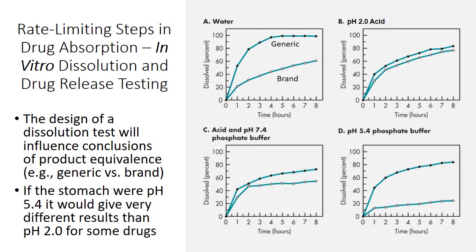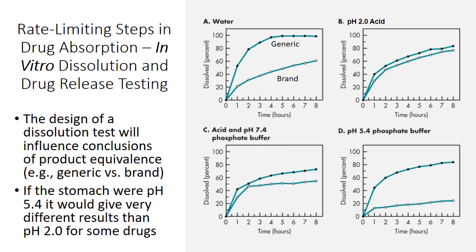So it's important to understand that, if you're comparing generic and brand name drugs, the methods and conditions that are used to perform the in vitro dissolution and drug release testing can affect your conclusion. So, for example, if we were trying to prove equivalence and we only dissolved two drugs in water, we'd probably conclude that they're almost definitely not bioequivalent because they're not dissolved at the same rate and extent. However, if we did this test in acid, we get almost the same curves.